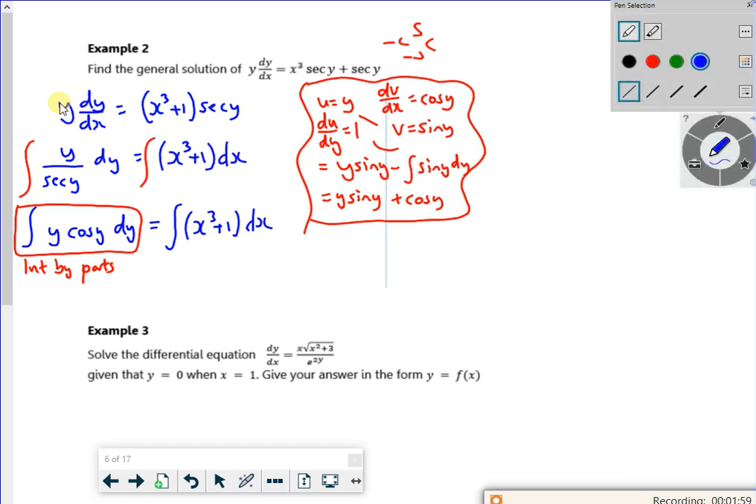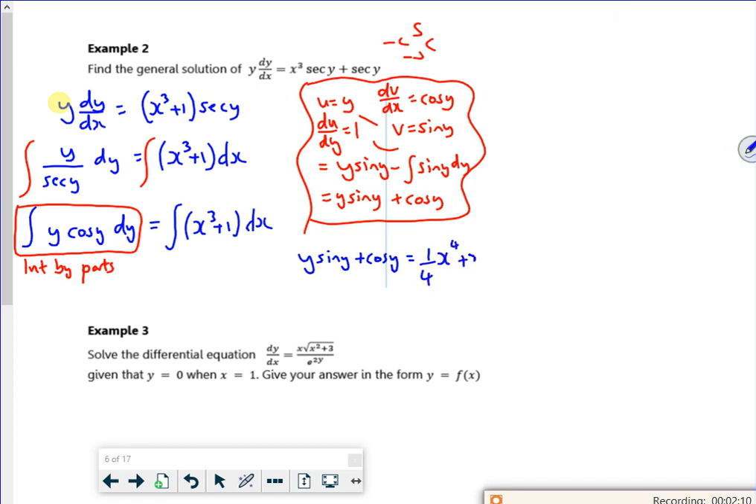So the left hand side is y sine y plus cos y, and the right hand side is just a quarter x to the 4 plus x plus c. And it just wants a general solution. It doesn't want you to say anything random. So that's it. That's fine as it is. I've got y's on the left, x's on the right. I can't quite get it as y equals because it's ridiculously hard to do.